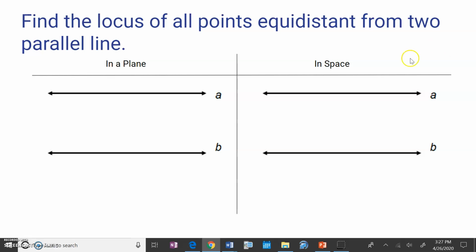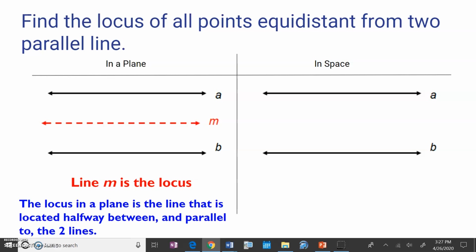Okay? I'm not going to go through all the process in a plane of, well, this is a point that's equidistant to the 2 lines. This is. All of these are points. So at the end of the day, what have I done? I've drawn this line. We'll call it line M. And then I'll give it a description. Line M is the locus, and the locus in a plane is the line that is located halfway between and parallel to the original 2 parallel lines. So we can get as detailed as we want in our description there, but it needs to basically state what it is that we have found.